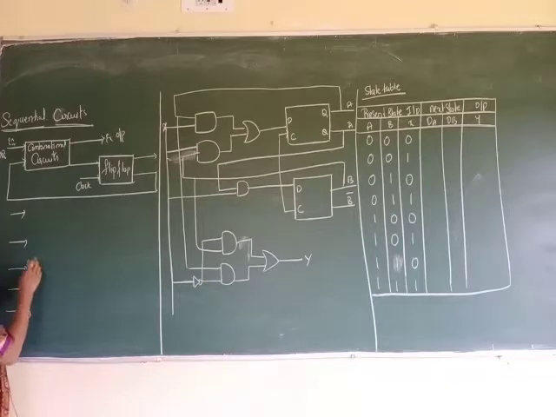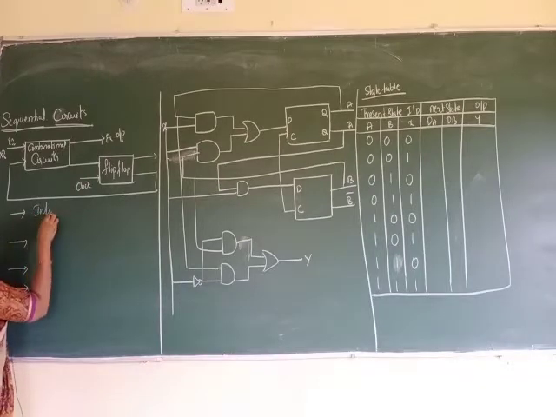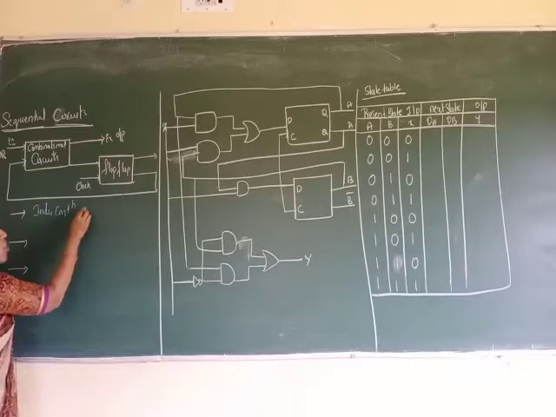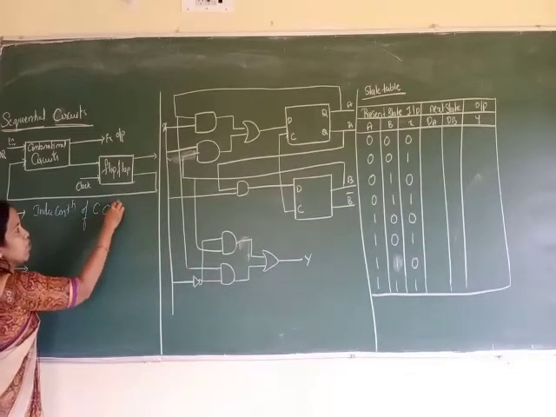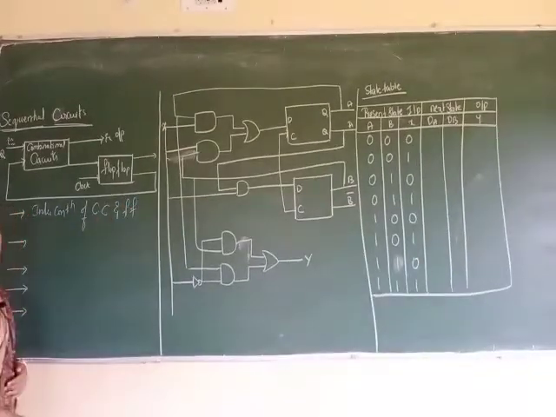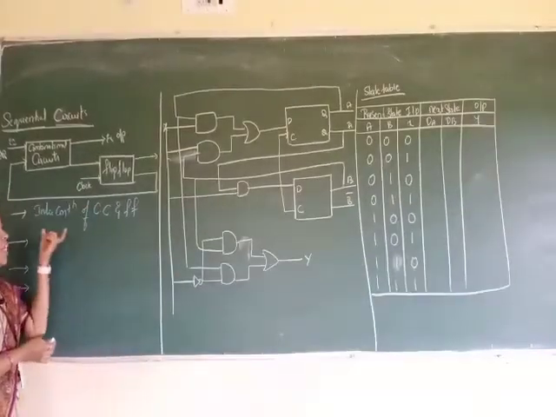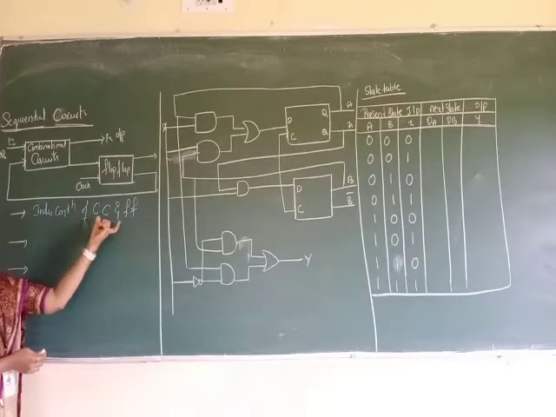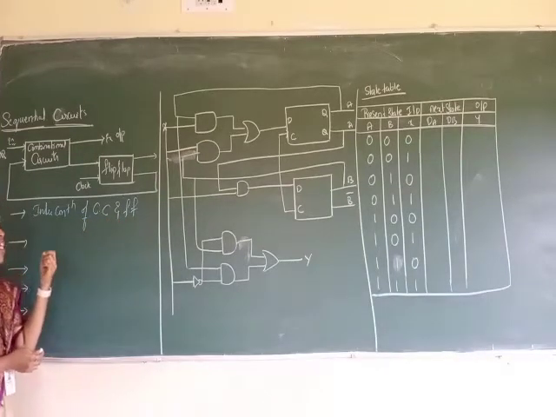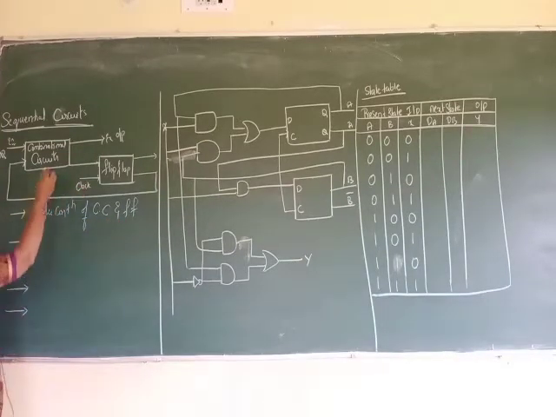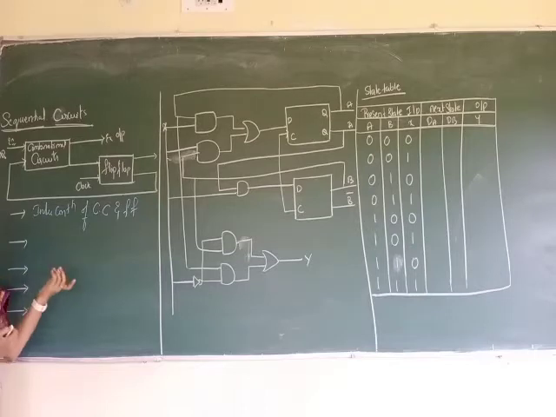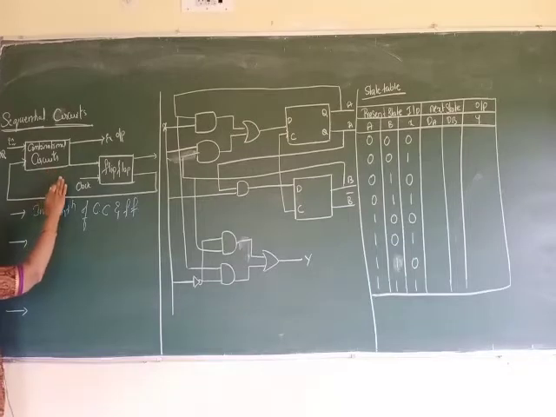So the definition: a sequential circuit is nothing but an interconnection of combinational circuits and flip-flops. And if you check this diagram, the combinational circuits are also considered as gates. When multiple gates are interconnected with each other, it creates combinational circuits.